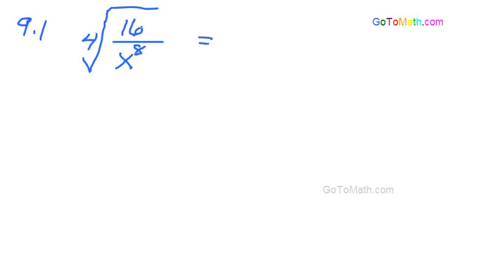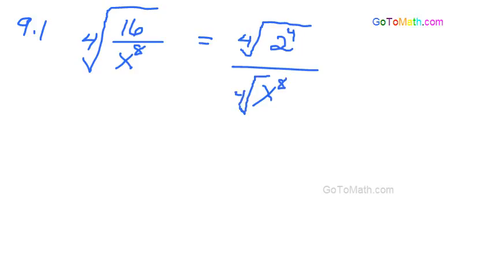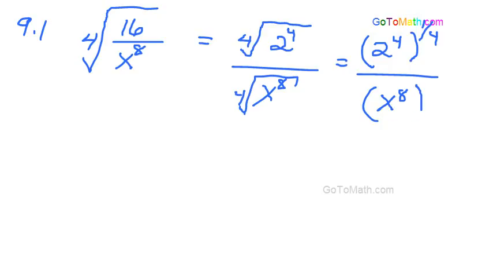Alright, so what's another way of writing 16? And we're going to go ahead and break it up. Another way of writing 16 would be 2 to the 4th power over, and then of course we've got x to the 8th power, and we've got the fourth root of that also. Well, look at here. We can write this as 2 to the 4th raised to the 1/4 and x to the 8th raised to the 1/4. Alright, so we simplify this down.